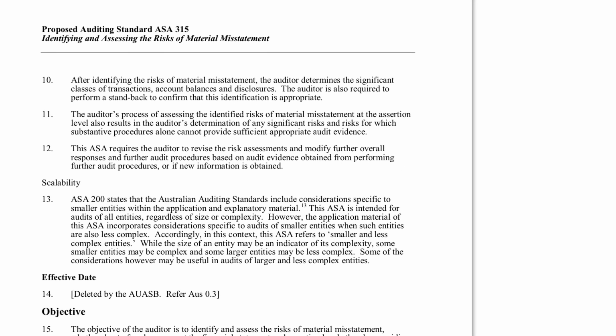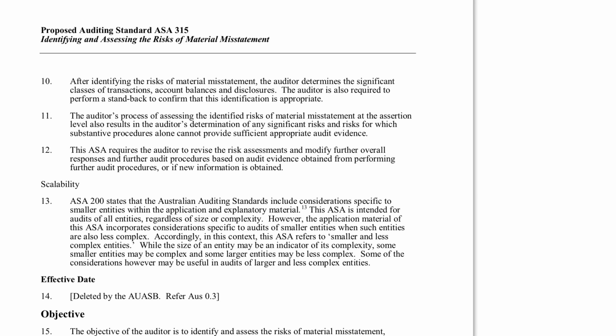Going back to nice clear instructions, paragraph 10 here, after we identify the risks, I have to determine the significant issues, all right? And then stand back to confirm that I've done the right thing. So I'm looking up close to try and identify the risks and which ones are significant, which ones are critical, which I want to do something about in the planning stage, and then stand back. Think, does this all seem right? Take a step back, look at it.